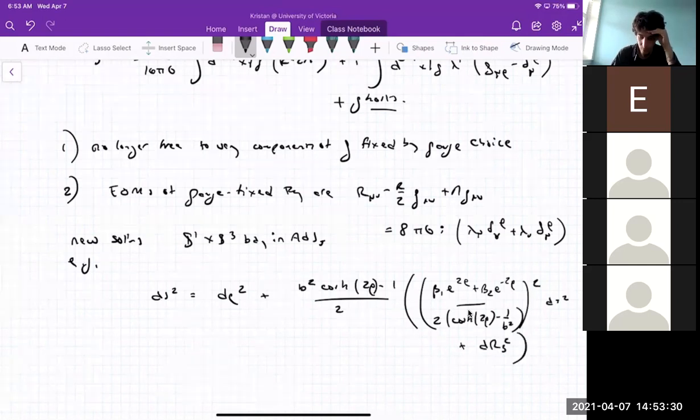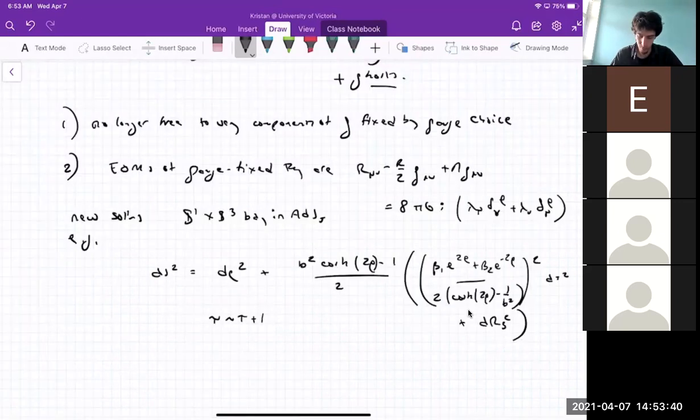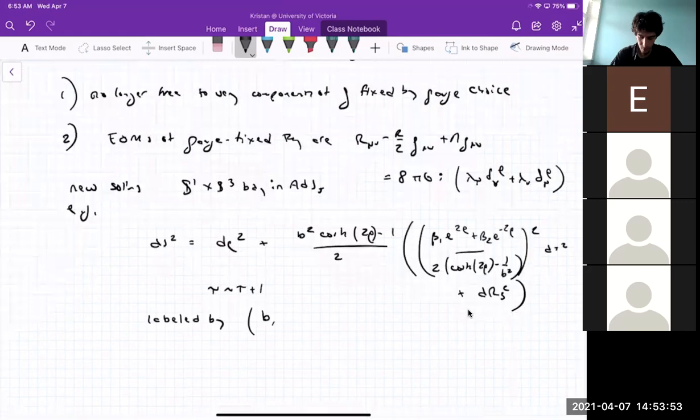There's the line element, where tau is a circle and d omega 3 squared is a sphere. And this configuration is labeled by parameters b, which, okay, we'll come to that in a second, and then beta 1 and beta 2.